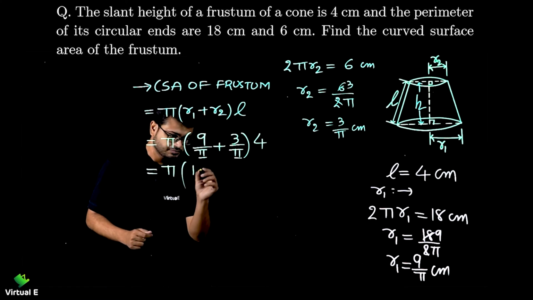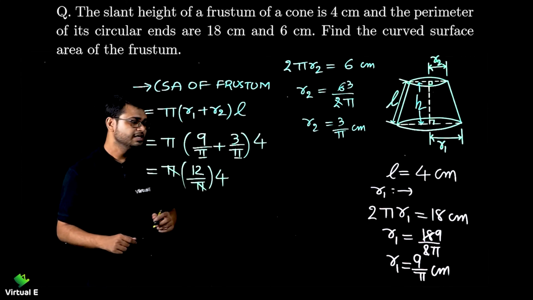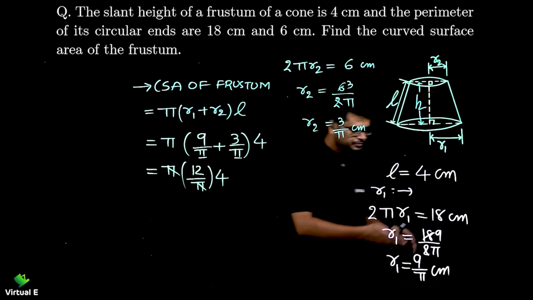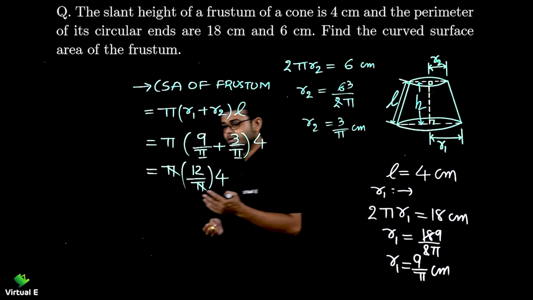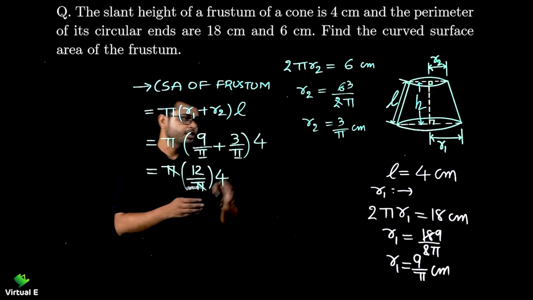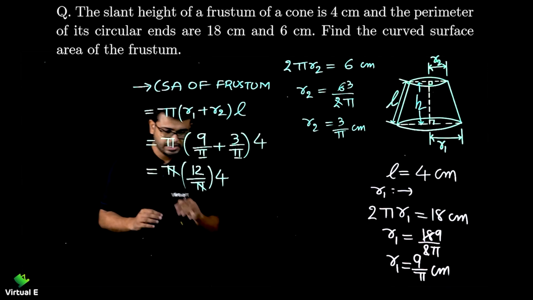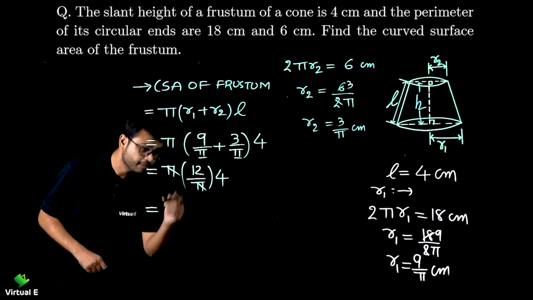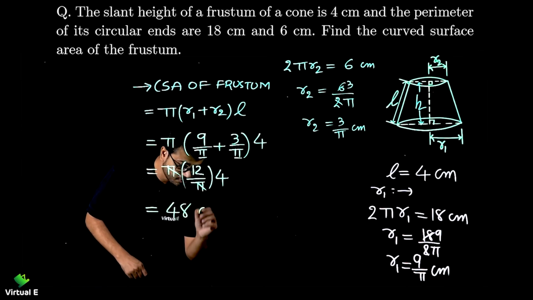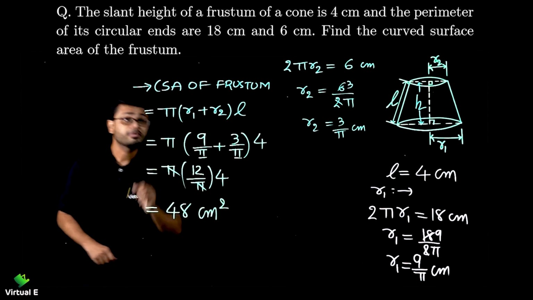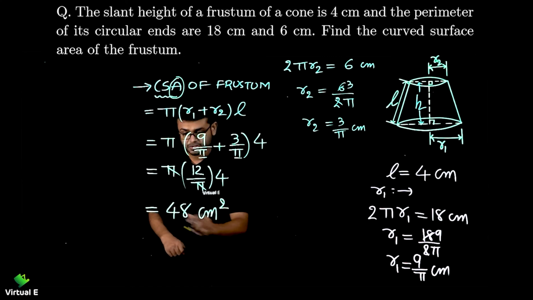12 by pi and here 4, so pi gets cancelled. See, that's why I told you don't write 22 by 7. It is possible that by writing 22 by 7 we make it more difficult, right? Sometimes you do all the calculation with pi and at the end you substitute the value of pi. That is also okay. That will make the calculation easy. Here pi cancels. So what's left? 12 into 4, that is 48. And what's the unit here? Centimeter square, because it is given curved surface area. Area has the power 2. So that's my final answer.